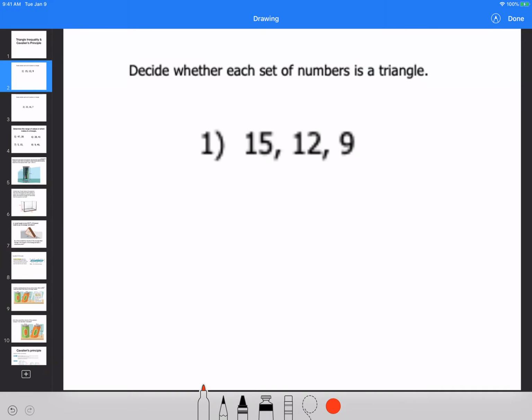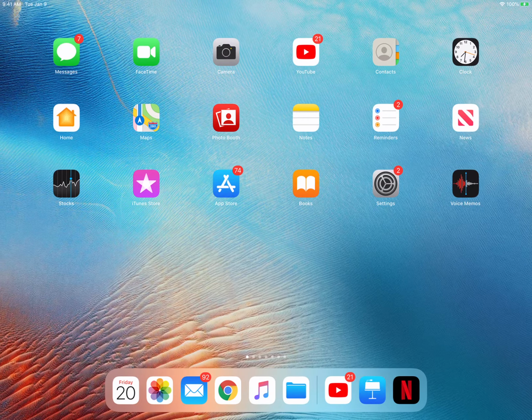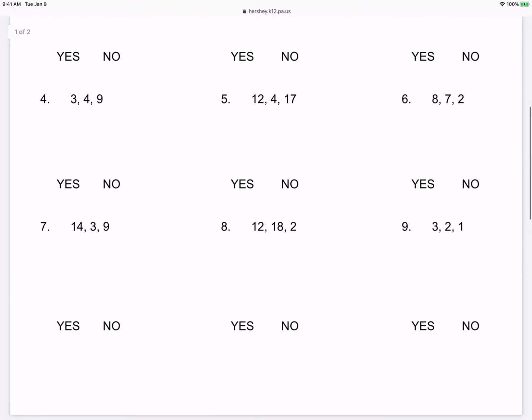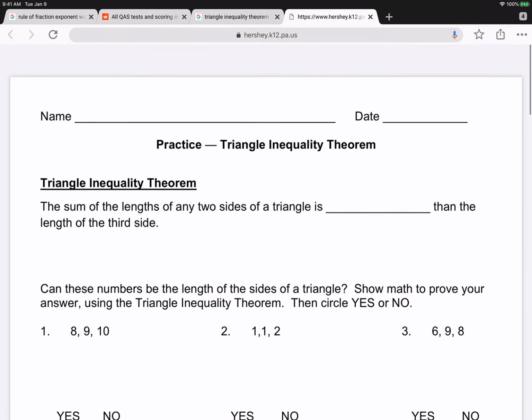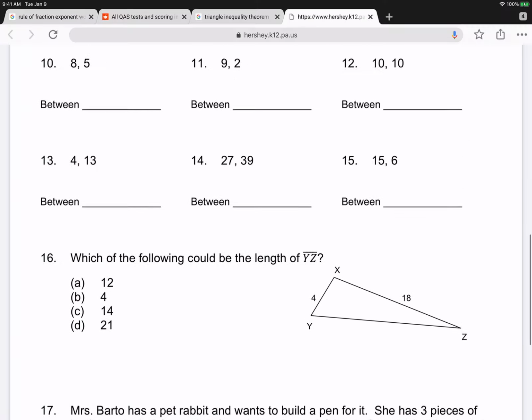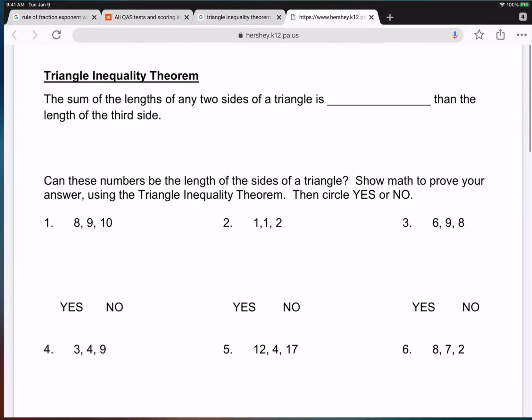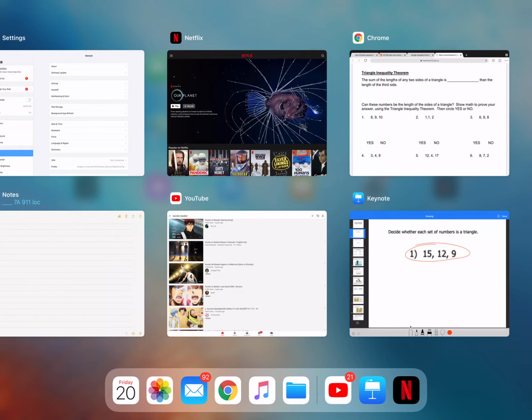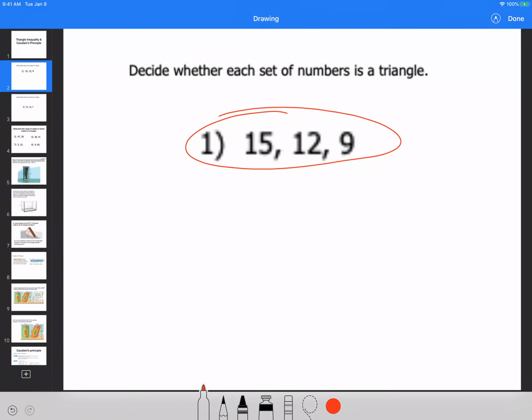So let's take a look at some of these questions here. Now I will upload the slides for you as well on Google Classroom for you to see, so that you can get used to what we're eventually going to be getting into. Now, decide whether each set of numbers is a triangle. This is the homework problem that you're going to be seeing. If I go to here, these were your homework questions, okay? So I'll also show you how to do certain questions like these. And the concept is very, very simple.